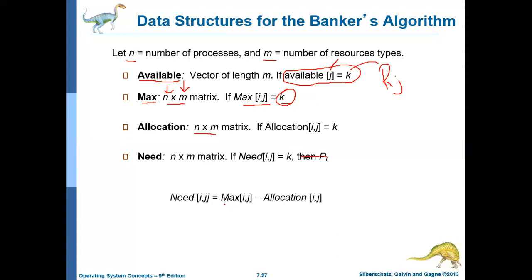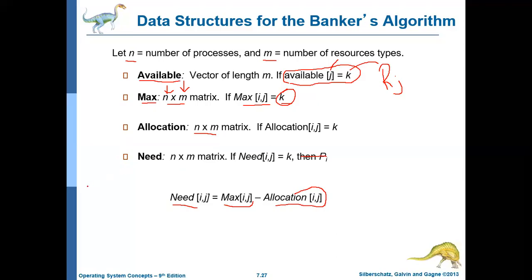Because max is what maximum the ith process needs, how many instances of resource type j, that's what max. And allocation of I comma j is what currently the process I is allocated with k instances of resource j. So what is need? Need is how many it needs more, which is nothing but max minus allocation. So need of I comma j will always be equal to max of I comma j minus allocation of I comma j. So these are the data structures that are used in the Banker's algorithm.